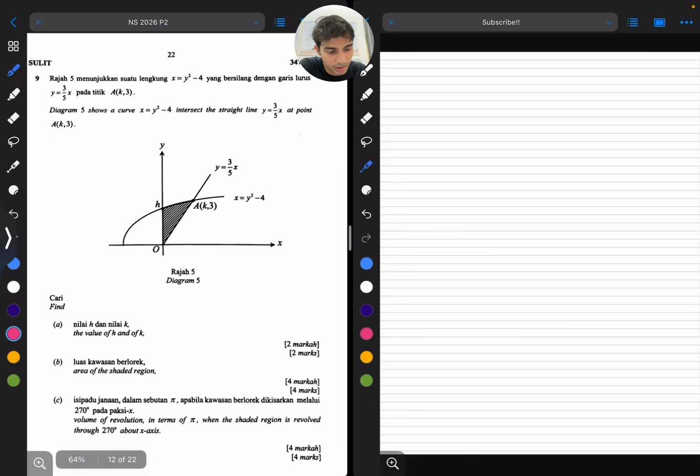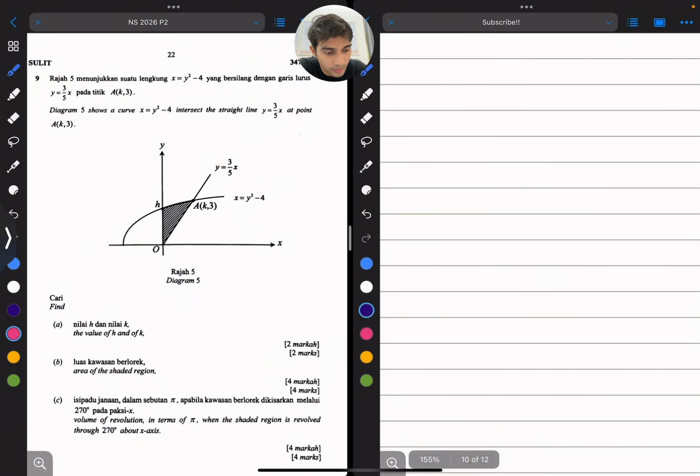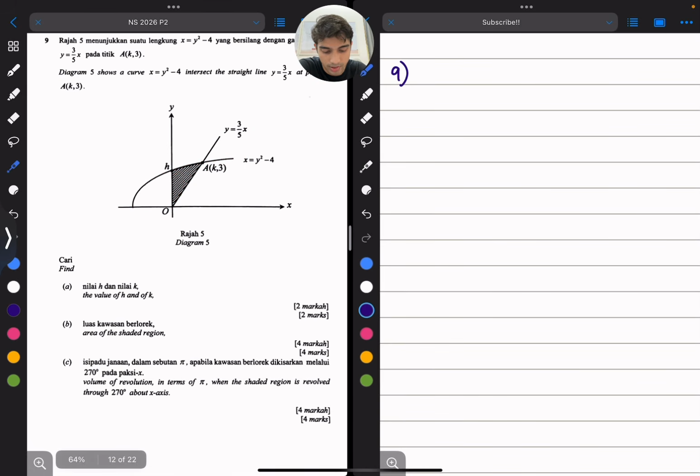Next question. Question 9. Ooh, this is integration. Let's see. Here we have a curve intersecting a straight line at point A. This is our curve, this is the equation, this is our straight line, and this is the equation. This is where they both intersect at point A. Find the values of h and k. So h is here, k is here.